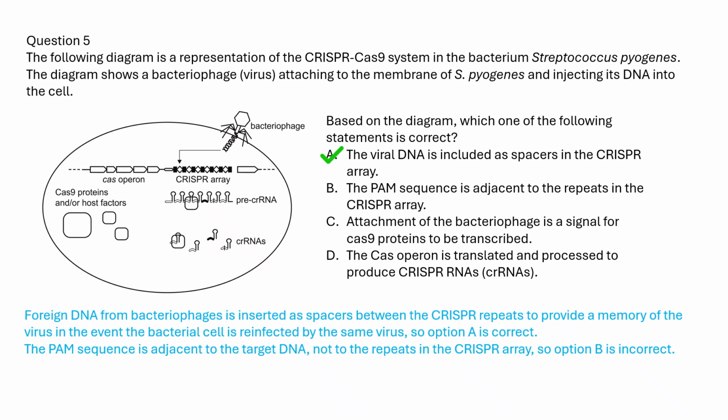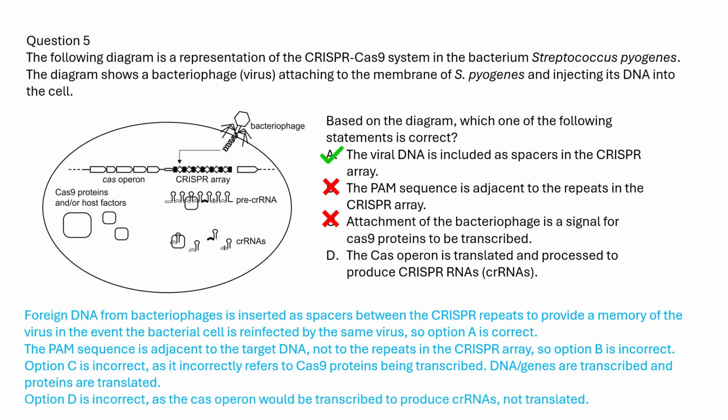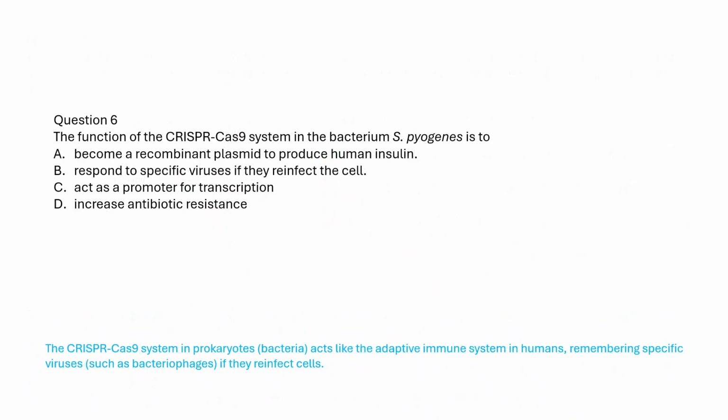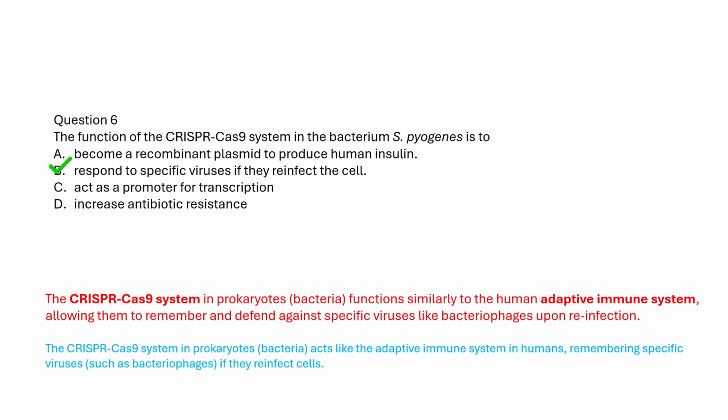Option A. The PAM sequence is located next to the target DNA, not the repeats in the CRISPR array. Option B. Option C is incorrect because DNA or genes are transcribed, while proteins are translated. Similarly, option D is incorrect. The Cas operon is transcribed to produce crRNAs, not translated. The CRISPR-Cas9 system in prokaryotes, bacteria, functions similarly to the human adaptive immune system, allowing them to remember and defend against specific viruses like bacteriophages upon reinfection.